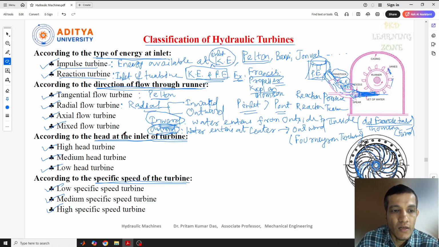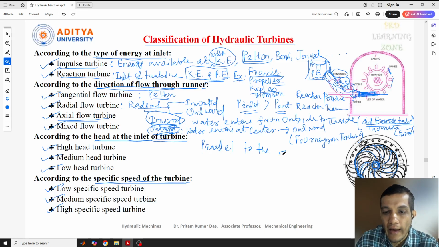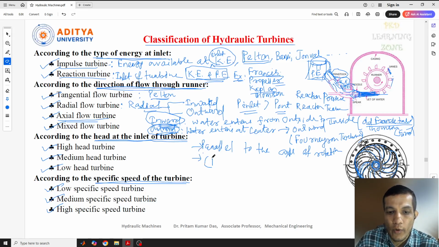And the next one is the axial flow turbine. Axial flow is very simple. The water flows through the runner along the direction parallel to the axis of rotation. Parallel to the axis of rotation. And what is the example of this axial flow turbine? The example of this is the propeller turbine.